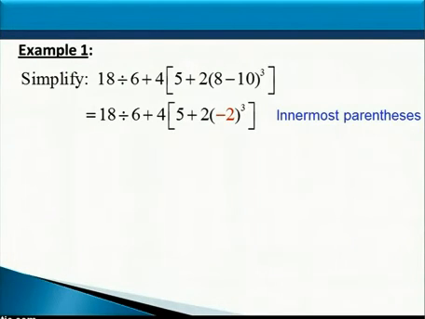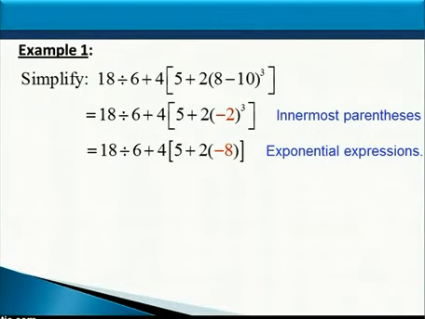Now the next step, now that we've performed the innermost parentheses, we have to go inside the brackets. Now inside the brackets we have addition. We also have multiplication, which is implied by the 2 right next to the parentheses. And then we have the exponent of 3. So out of those 3 operations, the exponent should be performed first. So our next step is to raise -2 to the third power. So if you raise -2 to the third power, you should get -8.